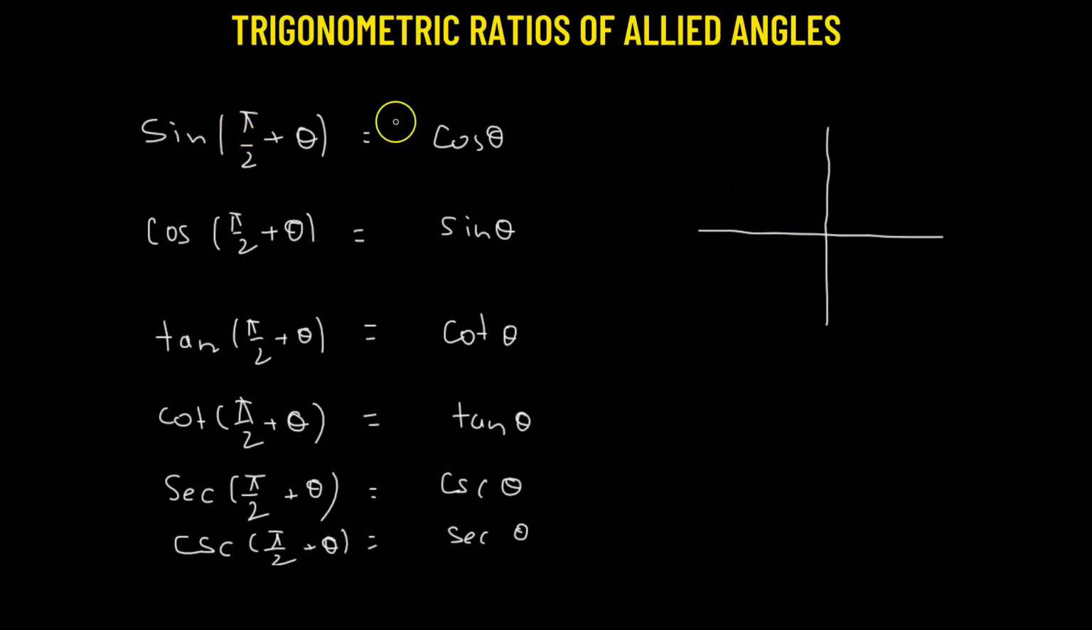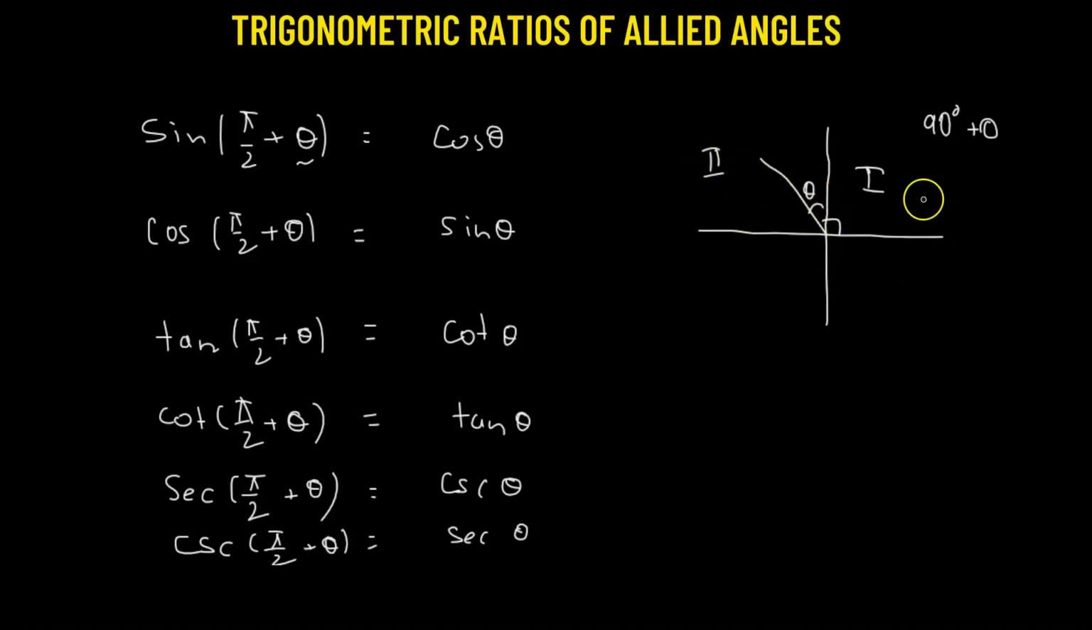The reason behind this is we have pi over 2. Pi over 2 means we are in the first quadrant, but then again we are adding an extra angle theta to it. So 90 degrees plus theta, because from 0 to 90 degrees we're in the first quadrant. If we add some theta to it, that takes us to the second quadrant.